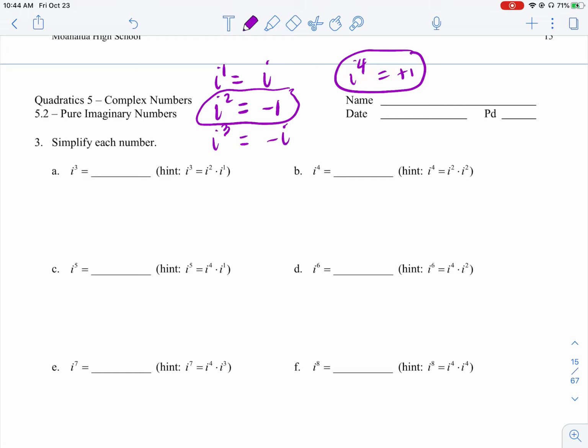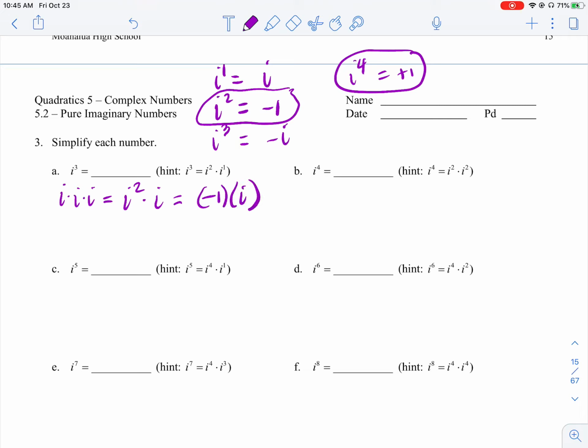Okay, let's figure out this thing. i cubed. You know when you have an x cubed, that means x times x times x. So when you have an i cubed, that also means i times i times i. And of course, i times i times i could also be written as i squared times i. Does that make sense? And we know that i squared is equal to negative 1. Yes? So this is negative 1 times i.